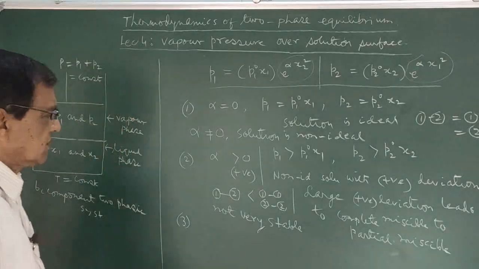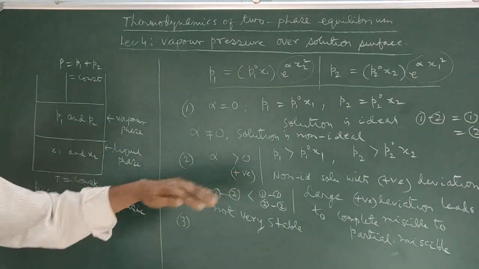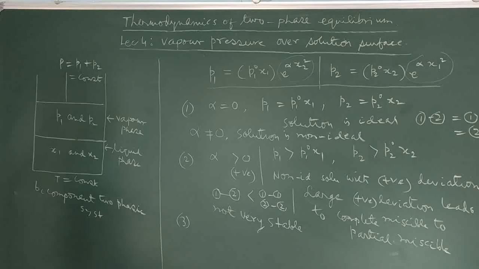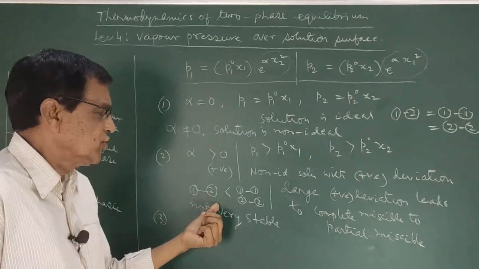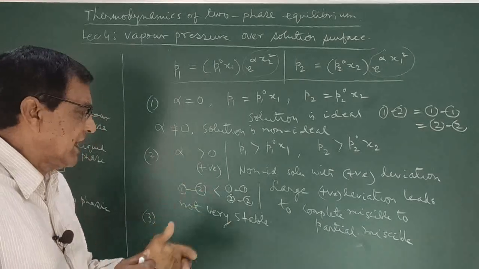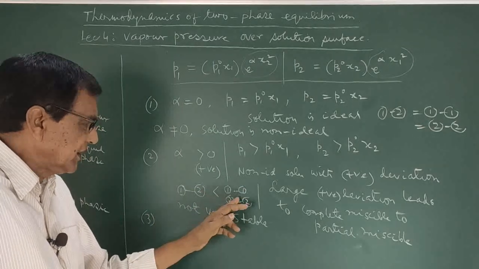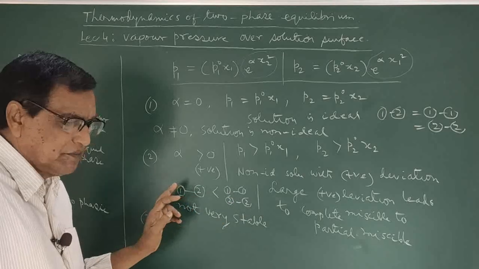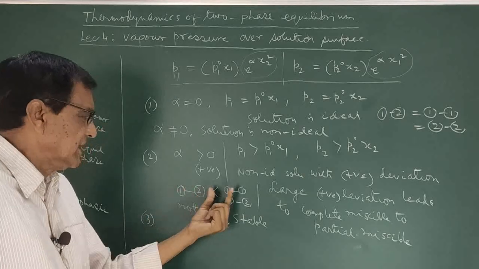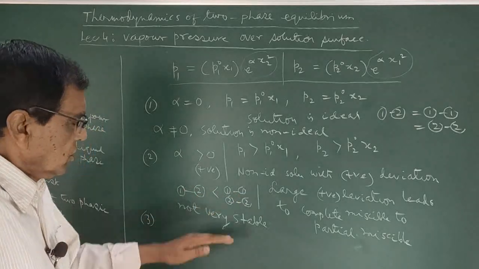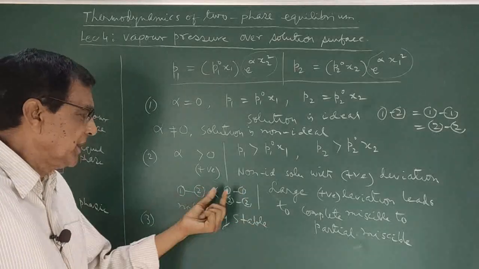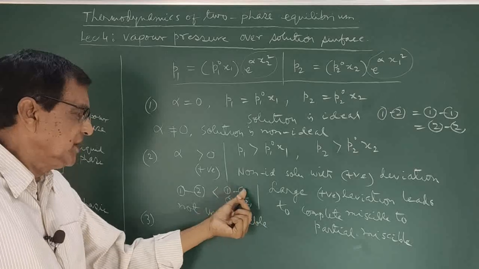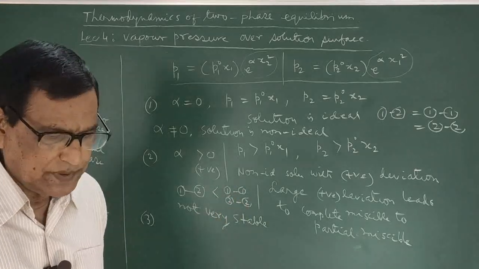So this is the case of non-ideal solutions with positive deviations, and in this case heat is absorbed to break these intermolecular attractions and to form this one. This one is less and this one is greater. So the energy required to break the intermolecular attractions between the alike molecules is absorbed.